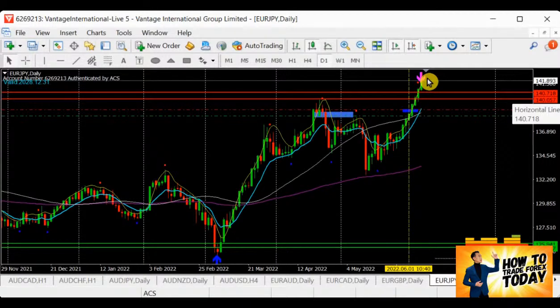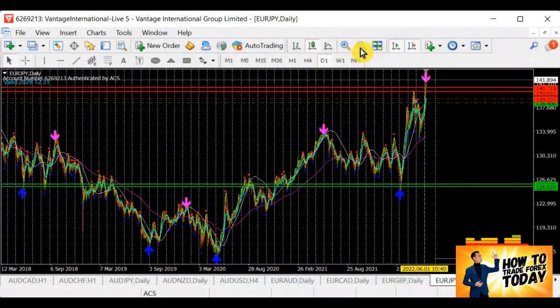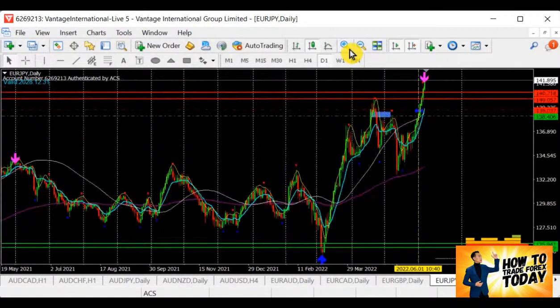Okay, so I'm going to look out for a higher one, let's see if it can hold this price. So tentatively Euro Yen is still good for buying, not for selling, right?